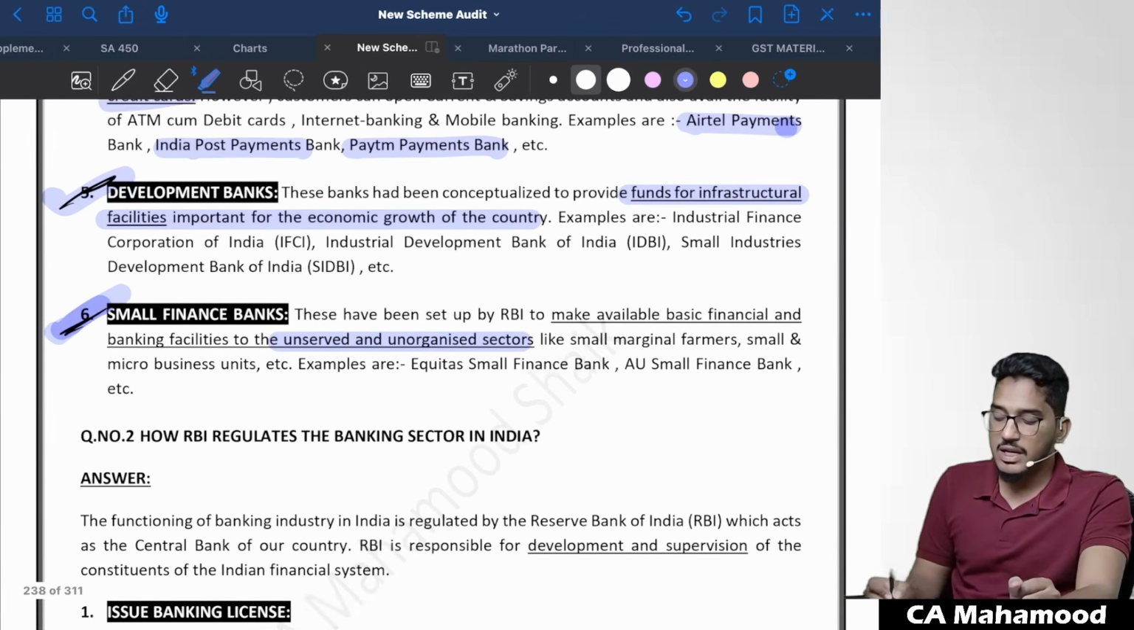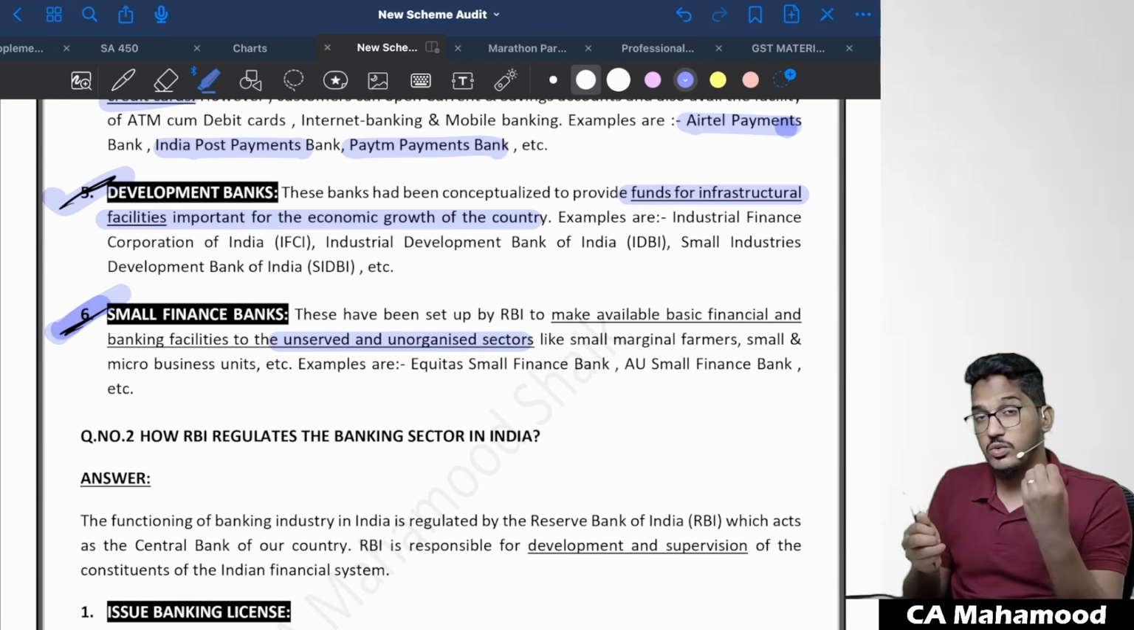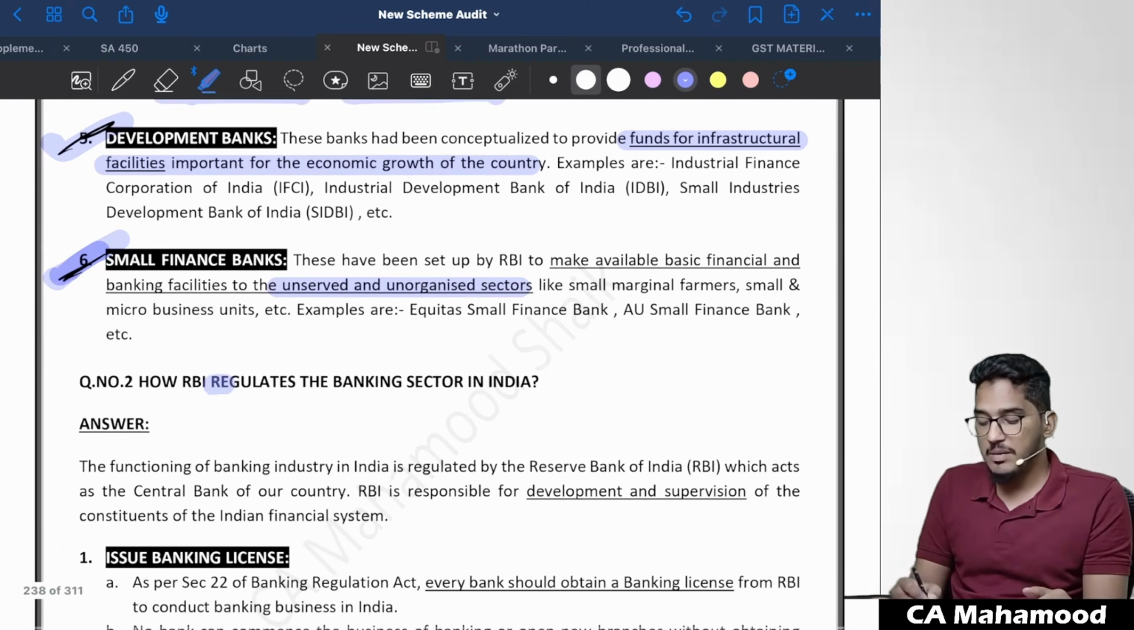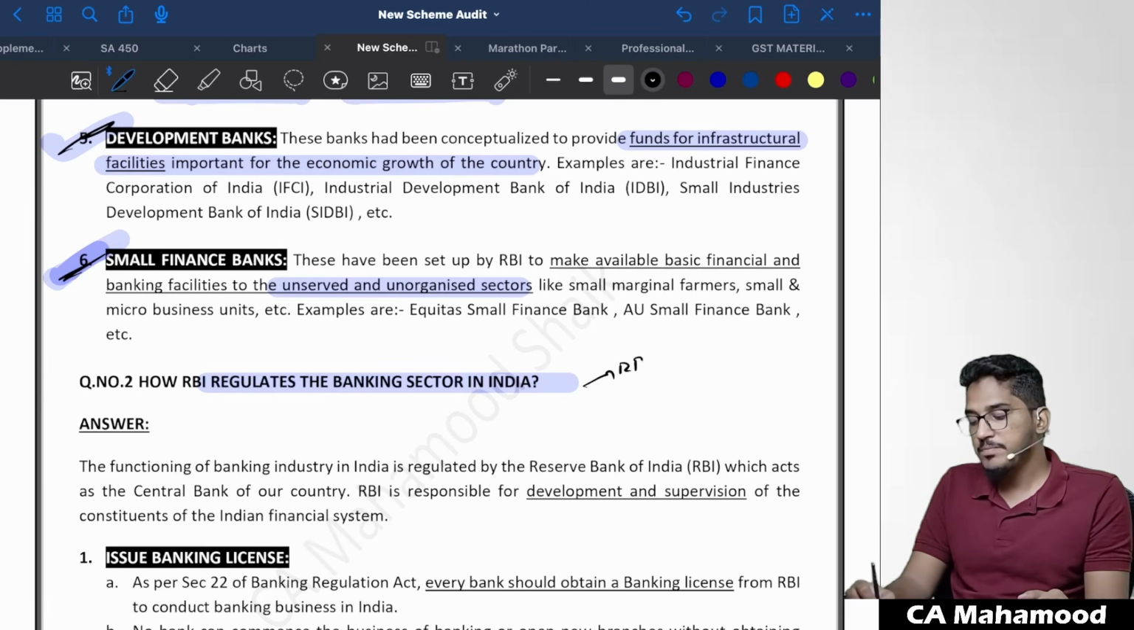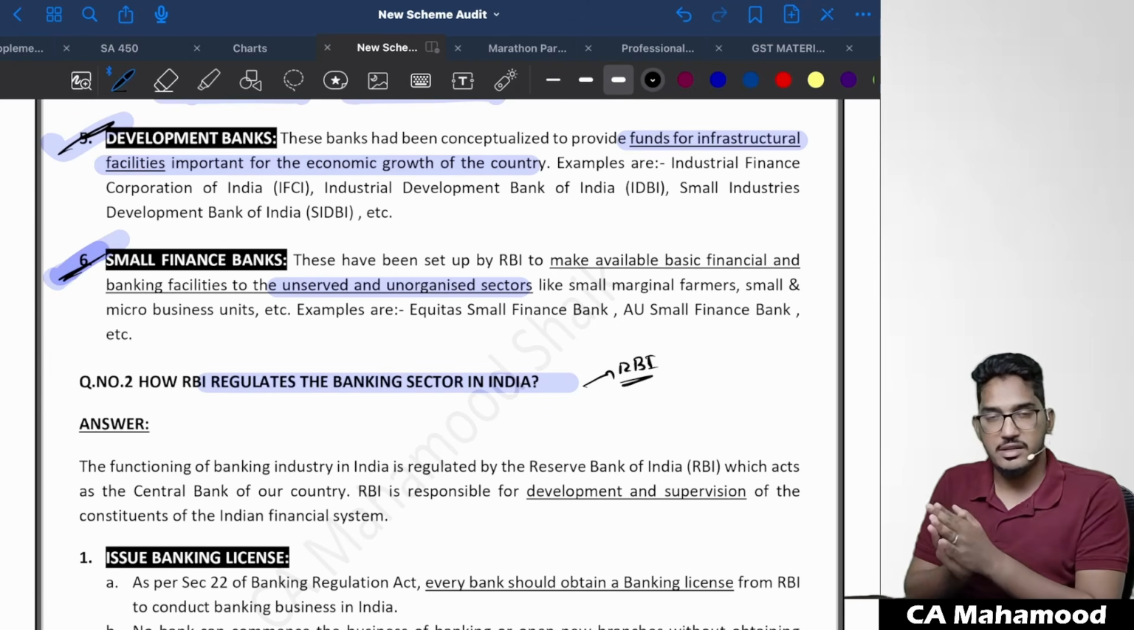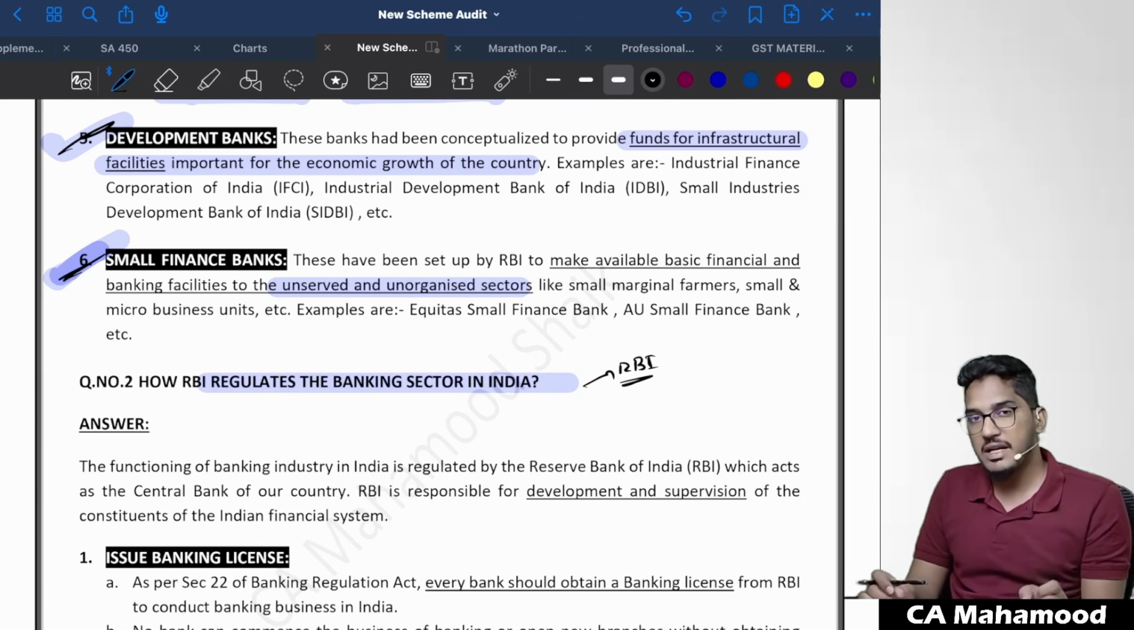Next, sir, who will regulate the banking sector in India? As I have told, there is strict vigilance by a regulator. Who will regulate that banking sector? In India, the banking sector is regulated by RBI. There is one regulator, which is RBI. Now, how will RBI regulate the banking sector, sir? How will RBI control the banking sector?